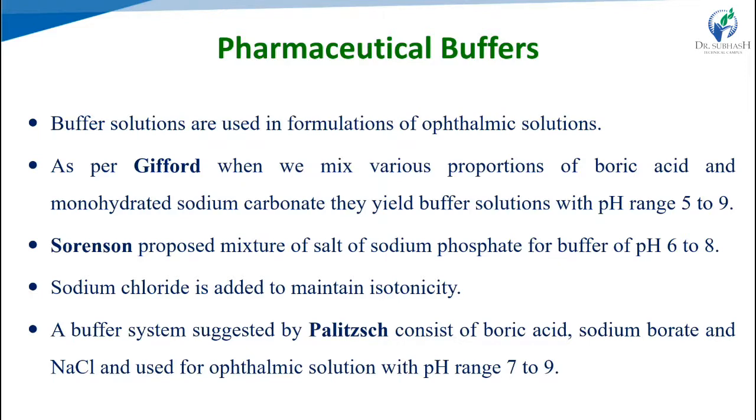Many buffers are available nowadays, and we can prepare any one. For example, Sorensen proposed a mixture of sodium phosphate salts for a buffer pH range of 6 to 8. The other buffer system, suggested by Palitzsch, consists of boric acid, sodium borate and NaCl, and is used for ophthalmic solutions with a pH around 7 to 9. In all cases, we can use sodium chloride to maintain isotonicity in ophthalmic preparations.